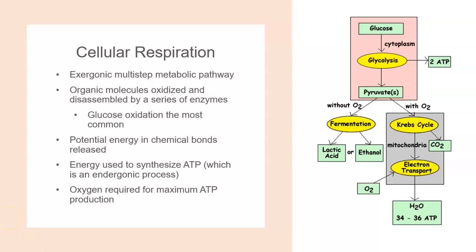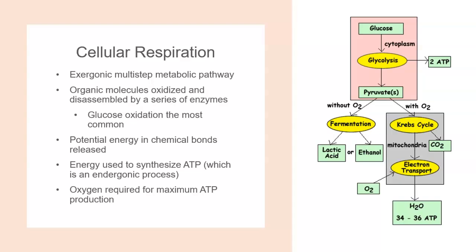Cell respiration is a multi-step metabolic pathway where we take organic molecules like glucose, fatty acids, and amino acids, and break them down in a very controlled way by a series of enzymes. During this breakdown process, potential energy is stored in the molecules' chemical bonds. That energy is now released. The energy is used to make new bonds that change ADP, and free phosphate, to ATP. So these processes are exergonic, or energy releasing.